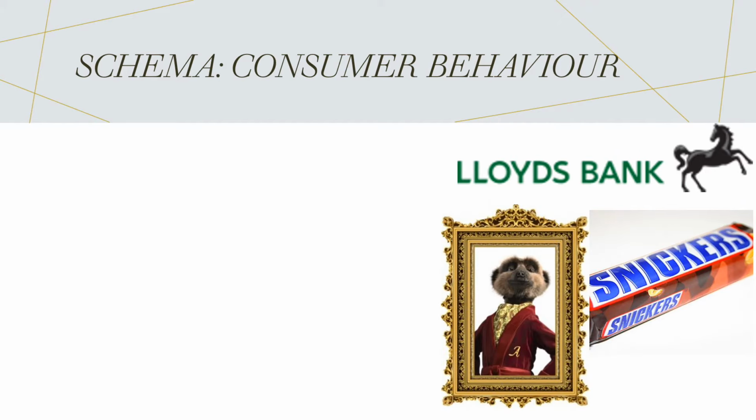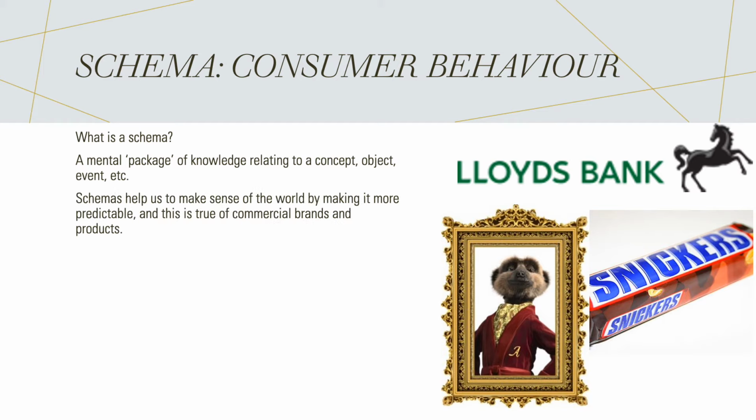Okay, so firstly, schema and consumer behaviour. What is a schema? I want you to pause me and think about it, seeing as I've just given you a definition. See if you can describe what a schema is. A schema is a mental package of knowledge relating to a concept, object, or event. It can also be about people. So in the lesson that we talked about schemas, I asked you to basically assume things about me, because schema formed stereotypes as well. Because I'm a teacher, you might have formed certain stereotypes about me based on your previous schema of teacher.